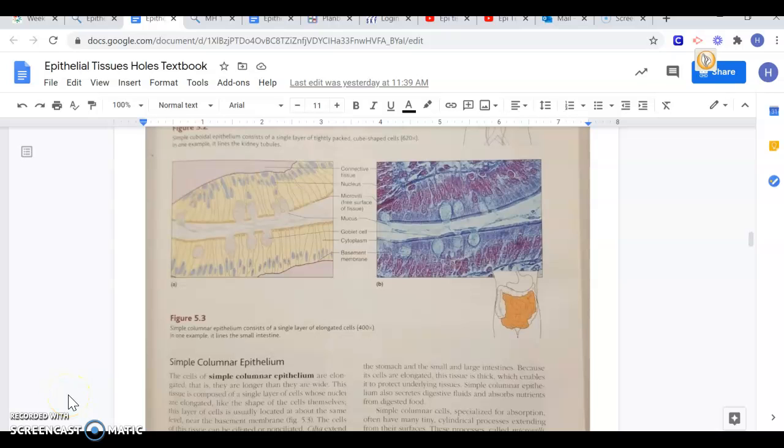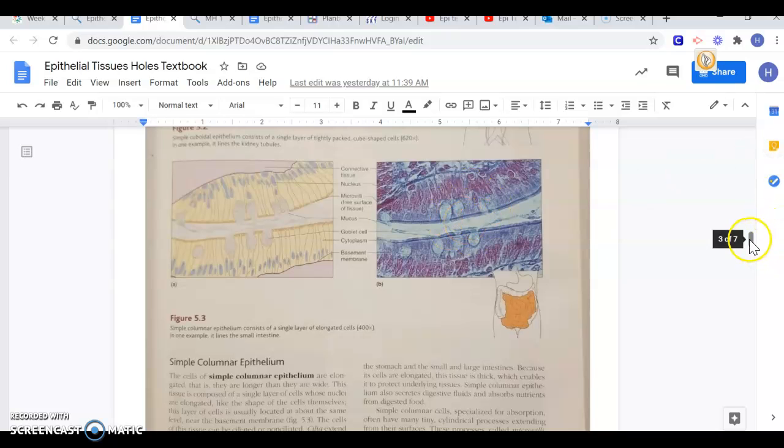Sorry guys, I got cut off on the last video, so I just wanted to make sure that this all made sense. So this is what the simple columnar epithelial tissue looks like, and it also has goblet cells. If you take a look, that's what these structures are, and then on that apical surface, you will see all these little microvilli or cilia. So that's an example showing that from the textbook.